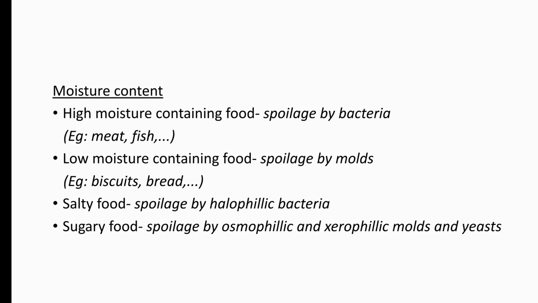So high moisture containing food such as meat and fish are easily spoiled by bacteria. Low moisture containing food such as biscuits and bread are spoiled by molds. Drying is one of the oldest methods of food preservation, and this is based on decreasing the moisture content in food. Dry food such as dry milk are not easily spoiled because of its reduced moisture content.